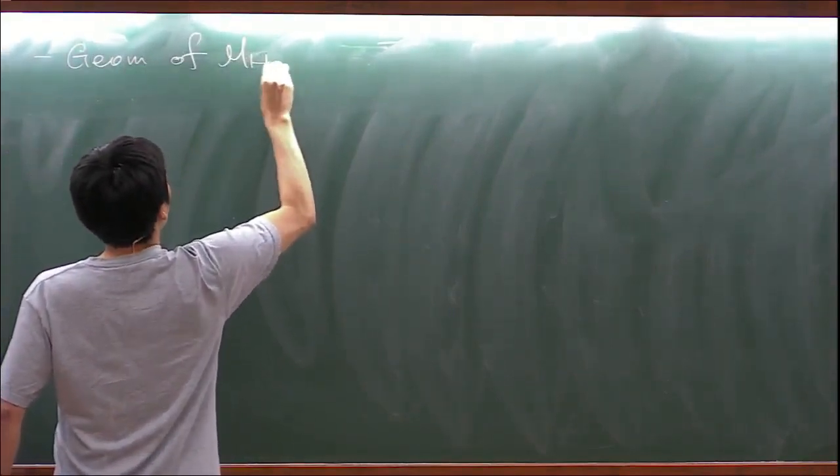Okay, so that's the first part, and I spent too much time on this first part. So let's move on to the second. So this is the geometry of M_H, the Hitchin moduli space.